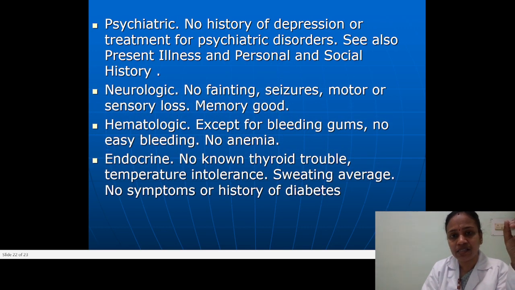Any psychiatric illnesses like depression or anxiety, all such disorders, and whether they have undergone any treatment or non-medical management. Neurological assessment includes any history of fainting, seizure, motor and sensory loss, and whether their recent and remote memory is good. You ask for the patient's birthday and how many children they have. That is for remote memory. You ask the patient what they had for breakfast, and whether they had a good sleep last night.